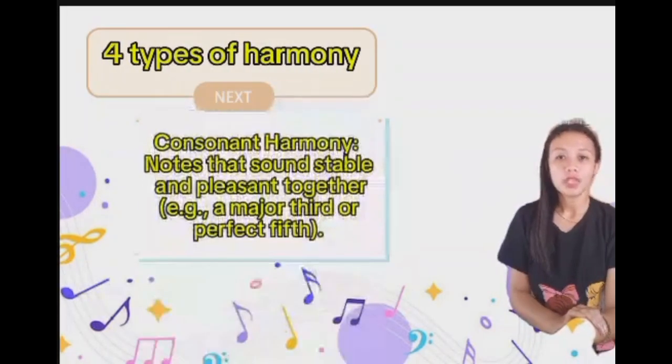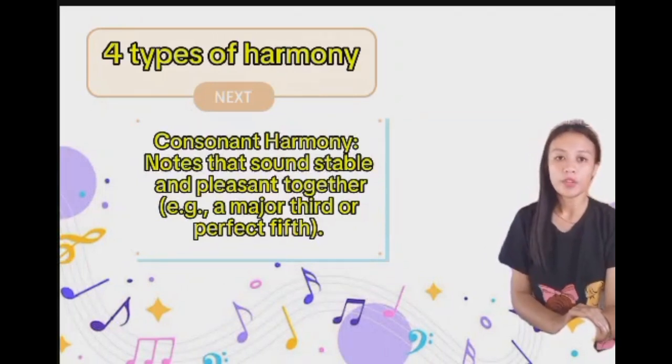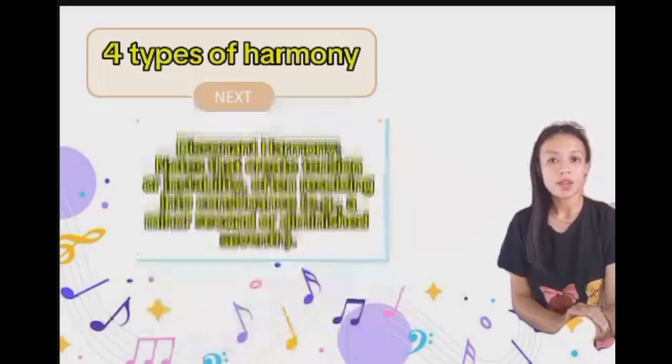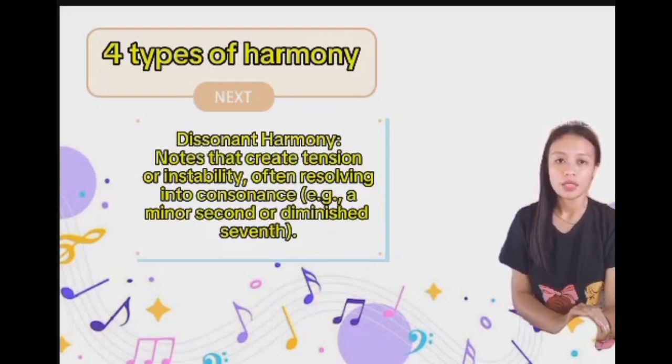First is consonant harmony, notes that sound stable and pleasant together. Example, a major third or a perfect fifth. Next is dissonant harmony, notes that create tension or instability, often resolving into consonants. Example, a minor second or diminished seventh.